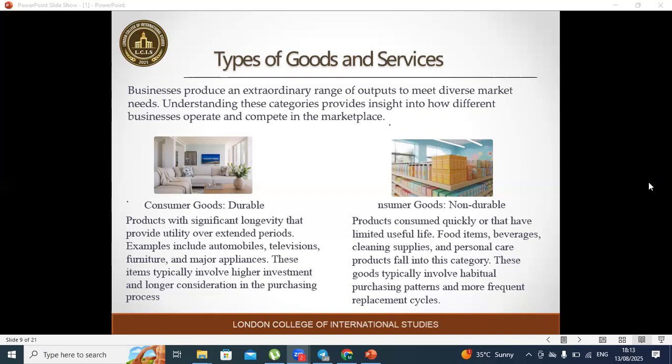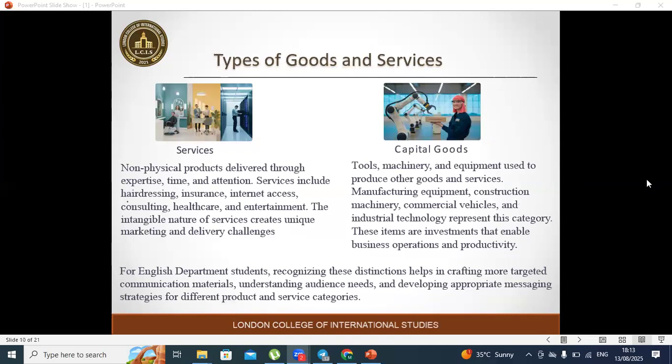Consumer goods, non-durable: products consumed quickly or that have limited useful life, just like food items. Of course, if I buy food, this food will be consumed. Beverages, which means drinks, cleaning supplies, and personal care products fall into this category. These goods typically involve habitual purchasing. You are using it day in and day out, patterns, and more frequent replacement cycles. When I finish them, I have to replace them.